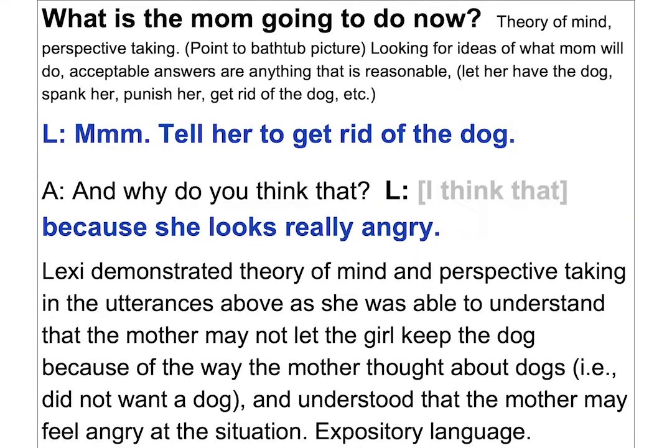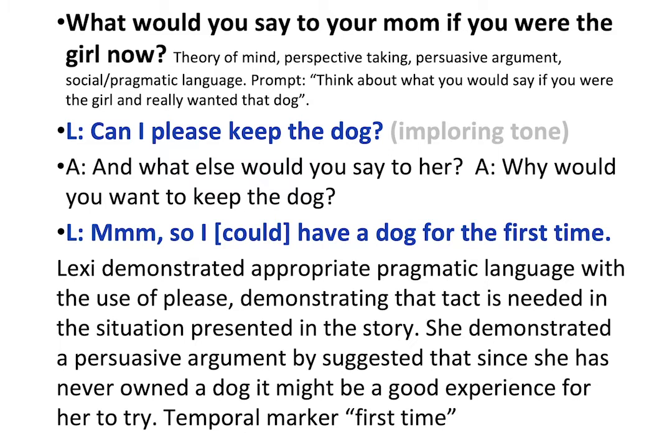Now let's get into the theory of mind and perspective taking. What do you think the mom's going to do? Mom's going to tell her to get rid of the dog because she looks really angry. So nice complex sentences. She can take different perspectives. She understands theory of mind and understands the emotional context of this situation. And then to try to get her mom to let her keep the dog.